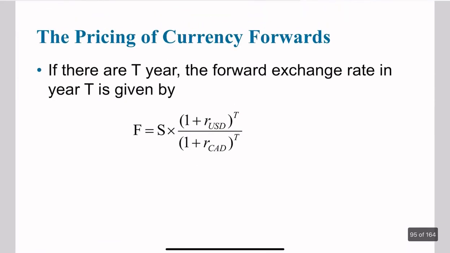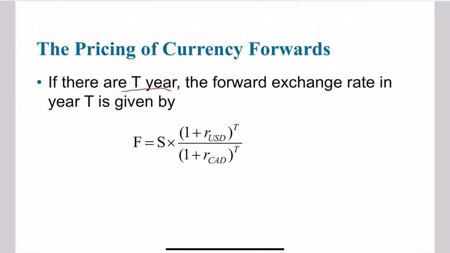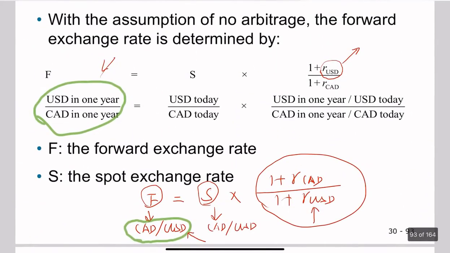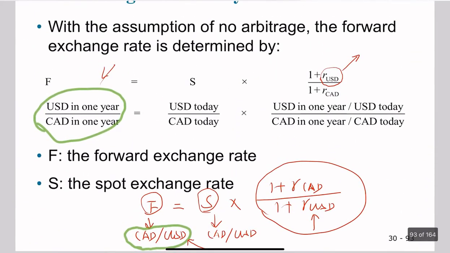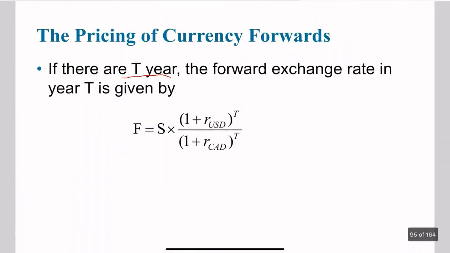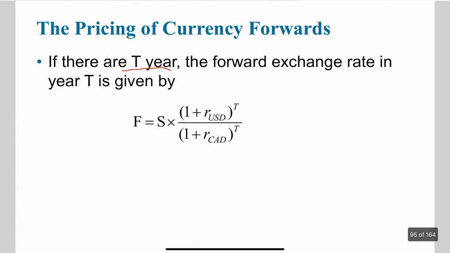And if we have multiple years, right? Because for this formula, you're having only 1 year. If you're having multiple years, then the forward exchange rate in year T is given by this. So you can see that it's actually pretty easy to understand.